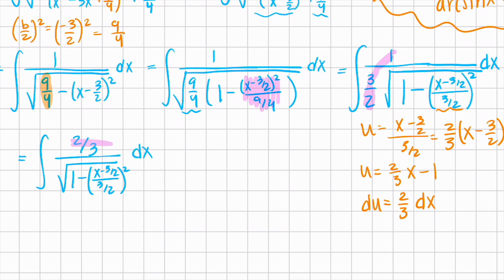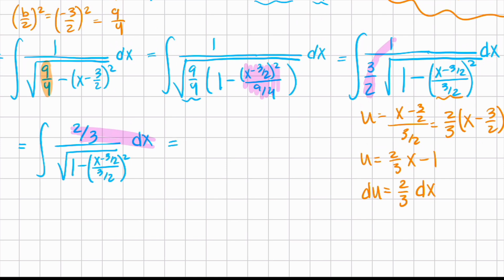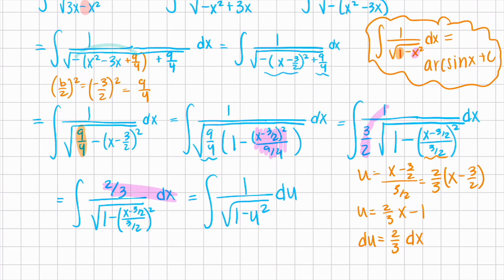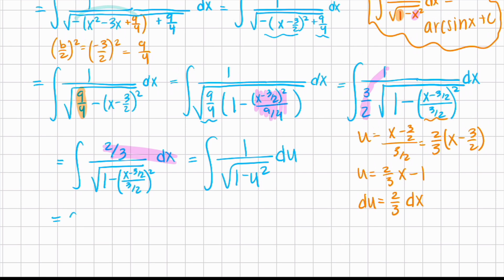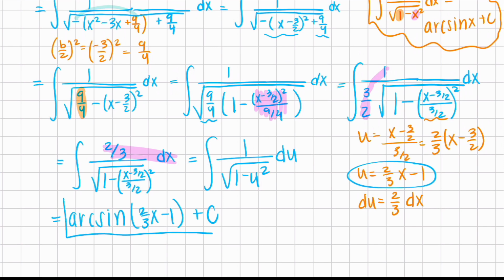So I have my du already in the problem. So I'm going to rewrite to be in terms of u. I'm going to have 1 over rad 1 minus u squared du. Notice that this is your identity. So I have arcsine of u. I'm going to replace with this u plus c. And that is your final answer.